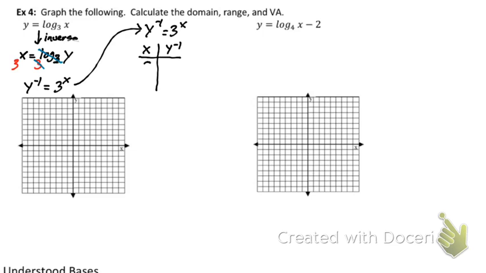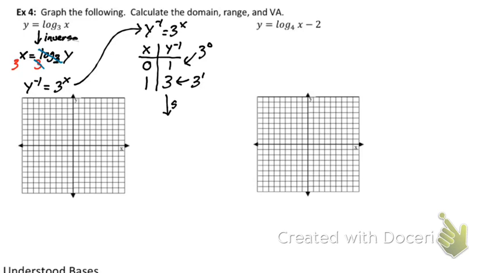Well, two easy points to plot would be 0 and 1, because 3 to the 0th power is just 1. 3 to the first power is going to be 3. So if I was going to graph this, I would have an easy time. I just plot those 2 points. I really don't care about graphing this. I want to graph my original equation. We're just using this table to come up with points for my original equation.